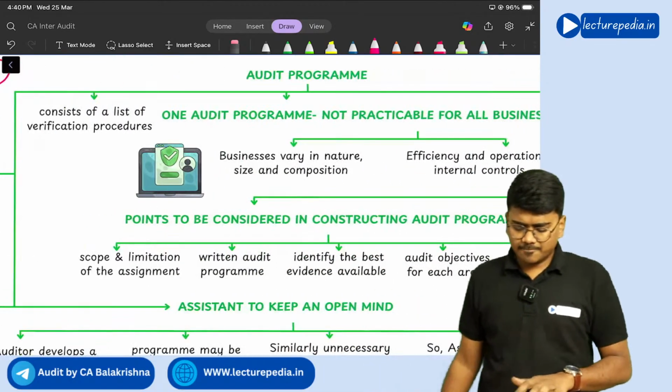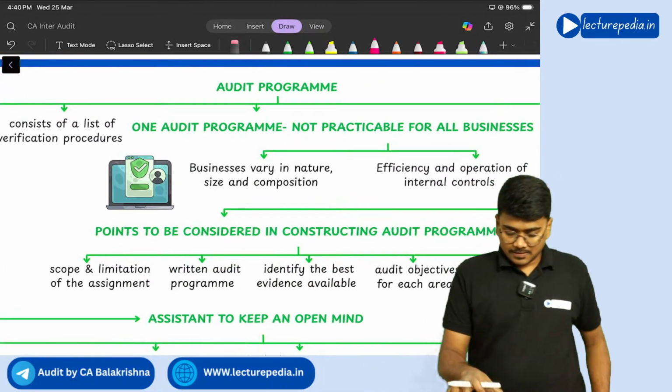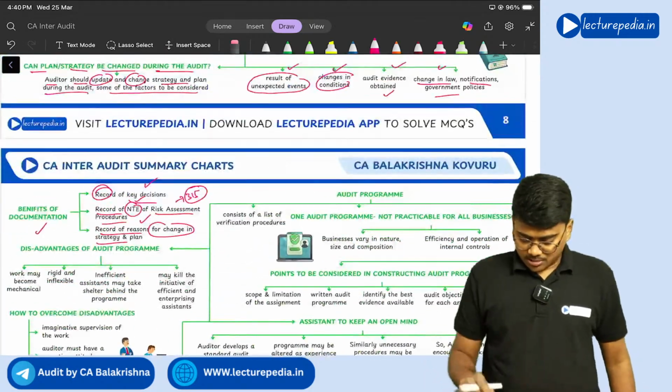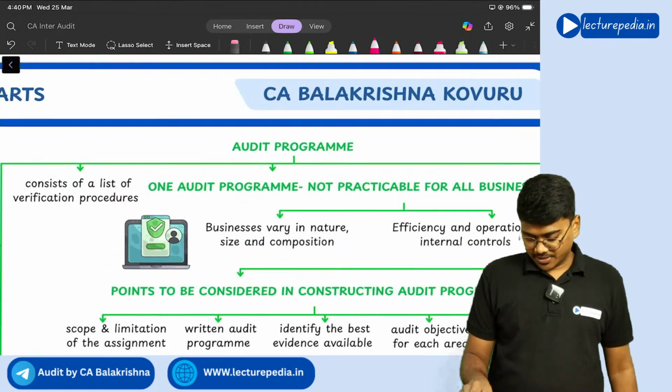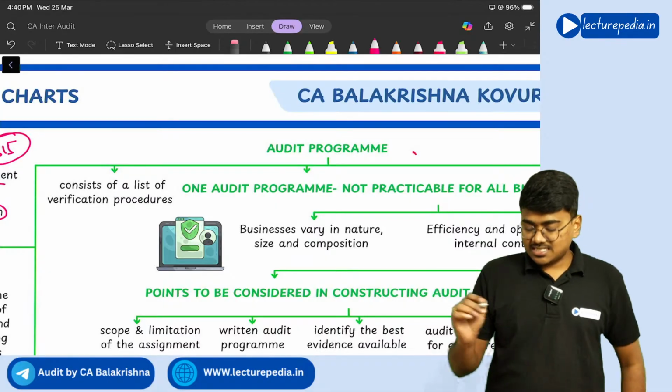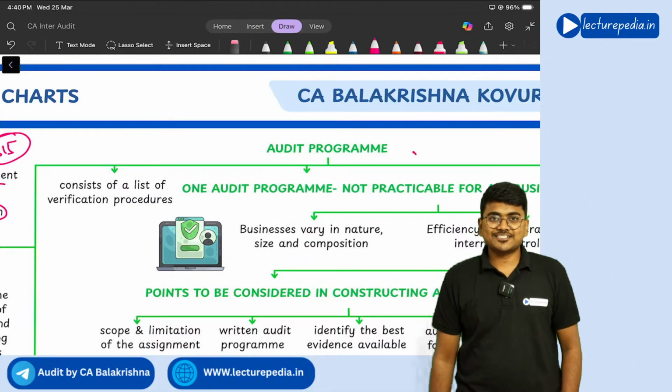This is basically a small chapter. So we are in the last page. We are going to complete this. Next, discussion about audit program.